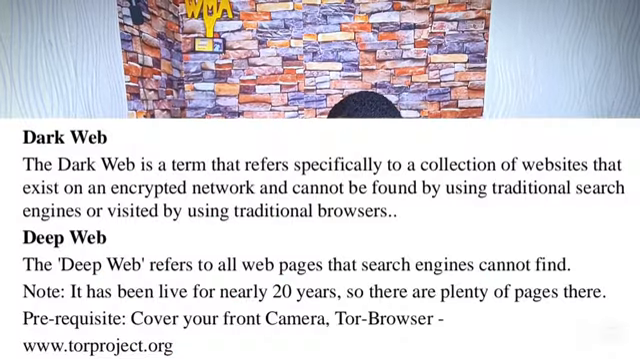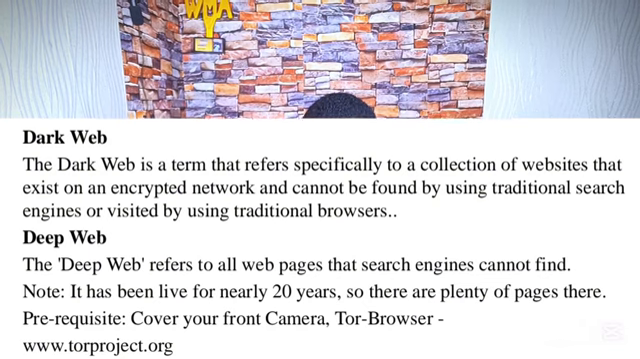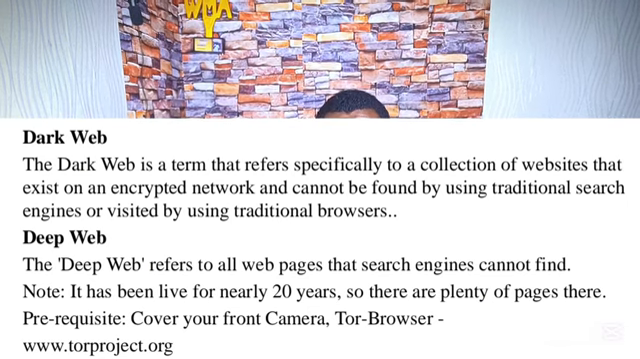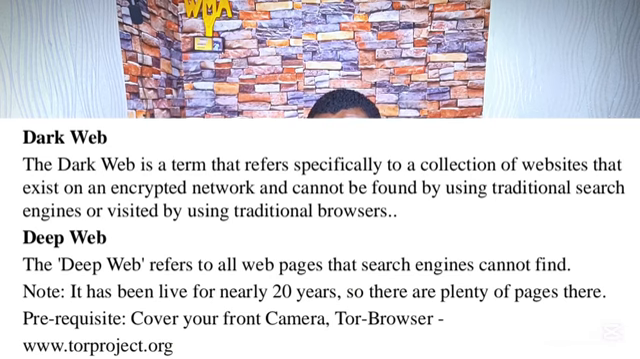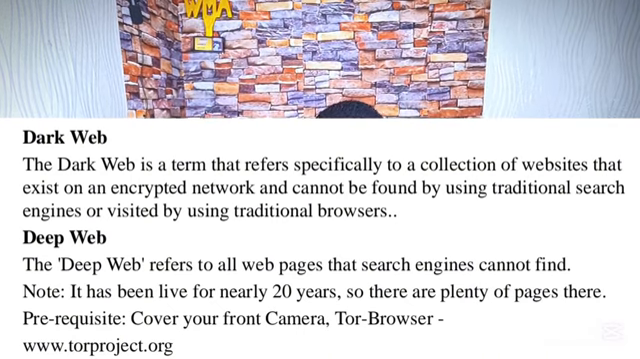The dark web is a term that refers to a collection of websites that exist on an encrypted network and cannot be found by using traditional search engines or visited by using a traditional browser like Google, DuckDuckGo, Bing, Explorer, Firefox, and the rest. You cannot use those to visit the dark web. But wait, let's look at the deep web.